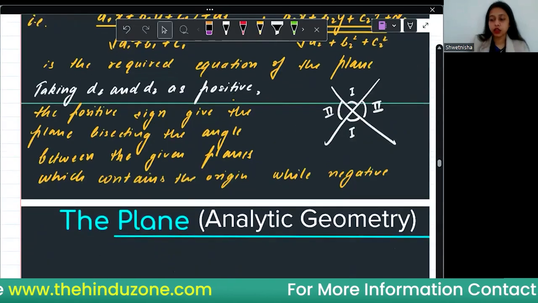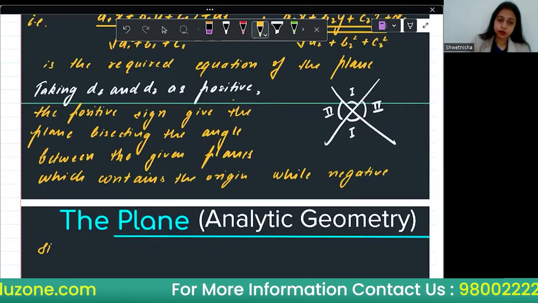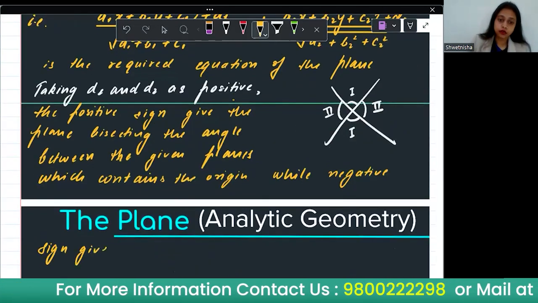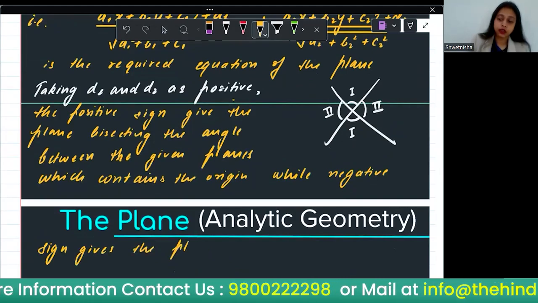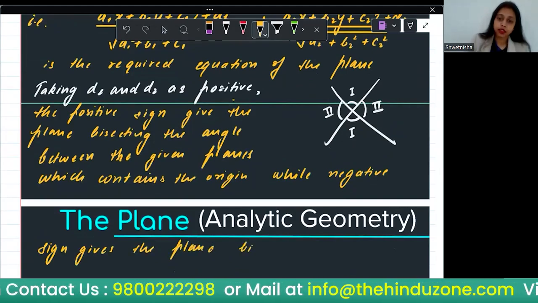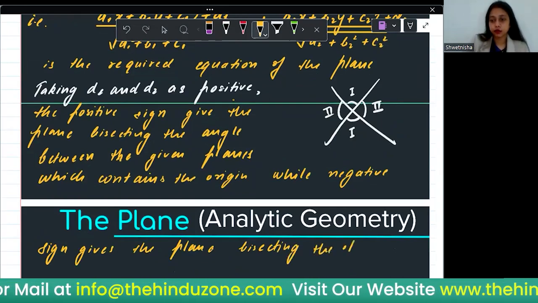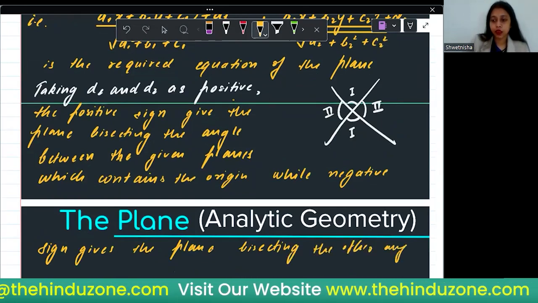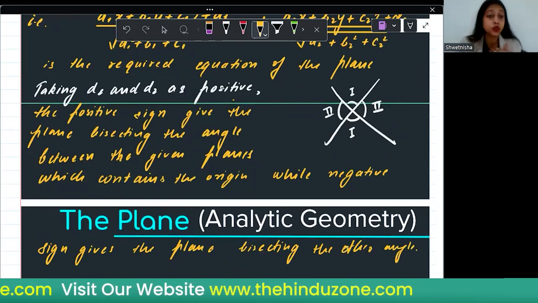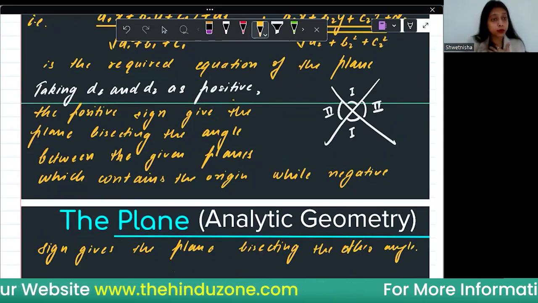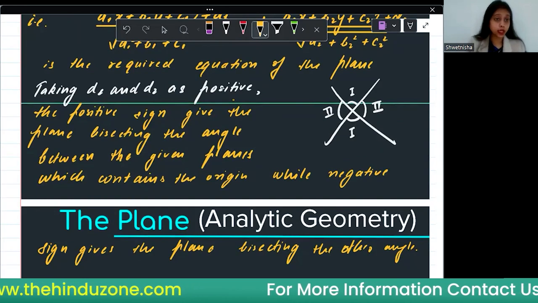While the negative sign gives the plane bisecting the other. Okay. Now, listen to this very carefully. This was just about containing the origin. What about acute and obtuse?